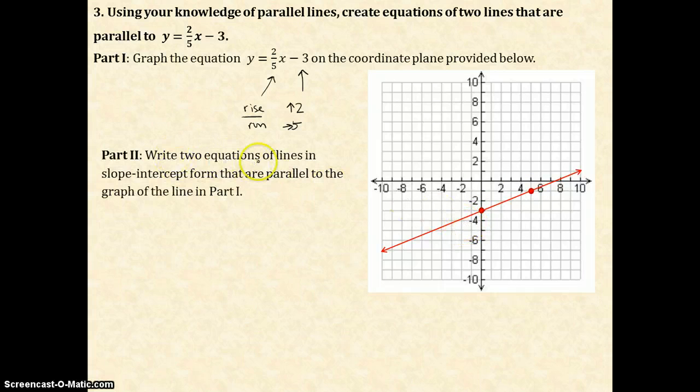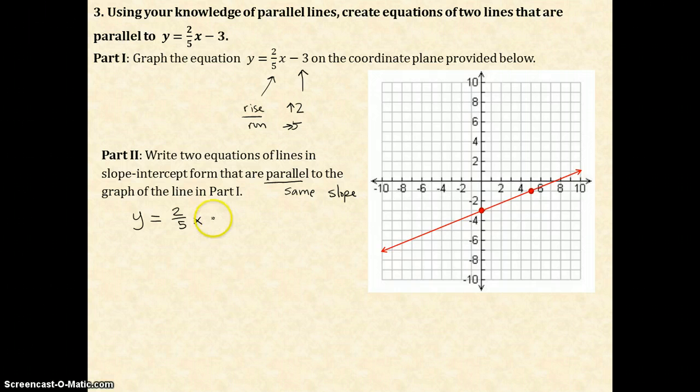So now we're going to write 2 equations of lines in slope-intercept form that are parallel to the graph of the line in part 1. Now all we need to do, in order for lines to be parallel, they have to have the same slope. So we have to make sure we have 2/5 x. And then we can put any other y-intercept we want.